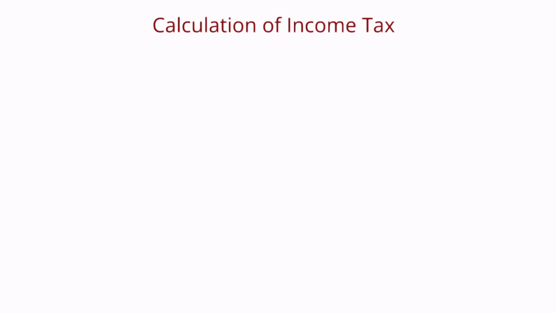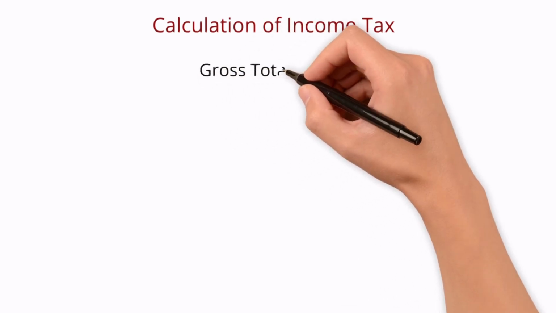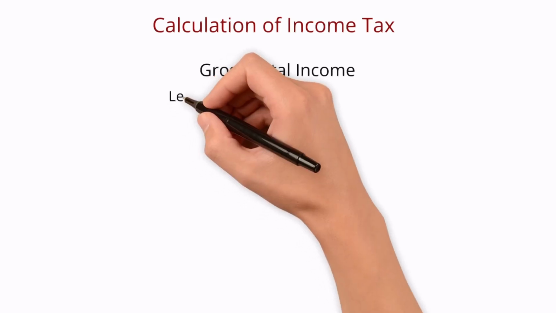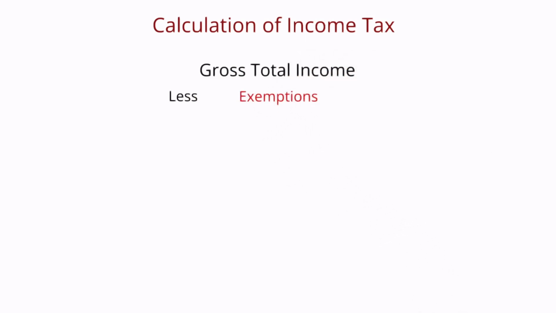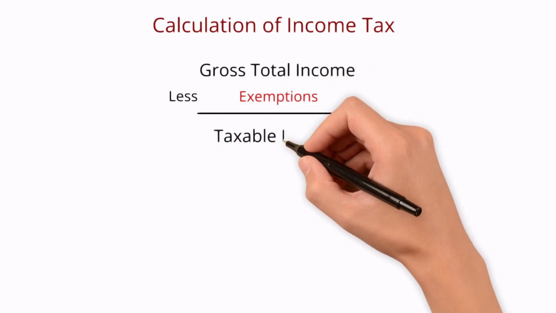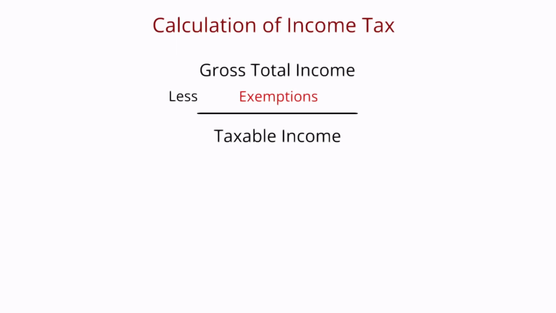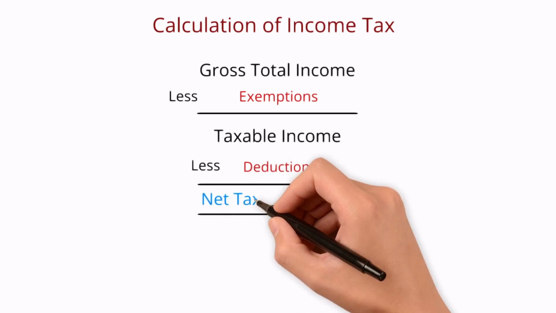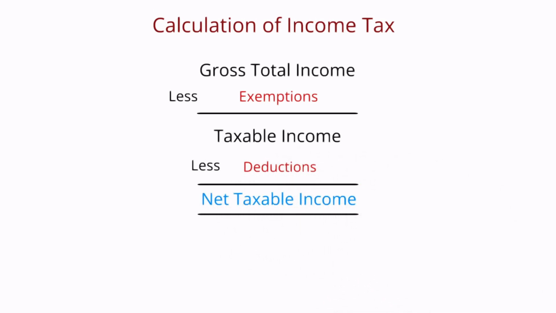Your total earnings during the financial year from all sources is called gross total income. However, you do not pay tax on your total earnings as some income are exempt from tax. For example, you may have an agricultural income which is exempt from tax in India. All such earnings which are exempt from tax are called exemptions and they must be removed from gross total income to get taxable income. However, even the entire taxable income is not taxed. The government allows you certain deductions which must be subtracted from the taxable income to get net taxable income. This is what is finally assessed to tax.